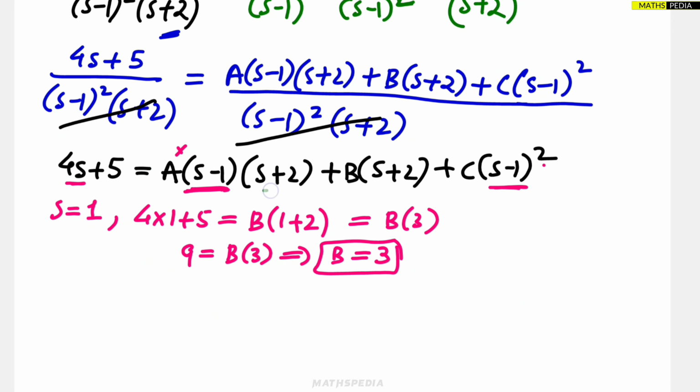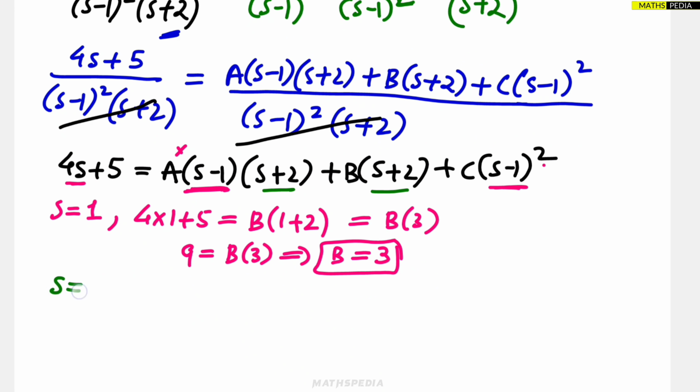Now you see s plus 2 is sitting here. If you substitute s is equal to minus 2, what will happen then? The A part will be gone and the B part will be gone, right? Only the C part will be remaining.